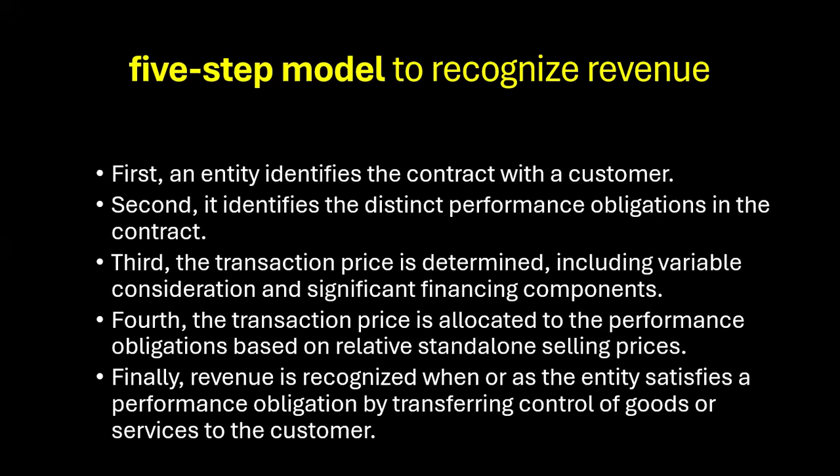Fourth, the transaction price needs to be allocated to the performance obligations, on some basis, for example, on the basis of the standalone selling price. Finally, the revenue is recognized when or as the entity satisfies the performance obligation by transferring the control of goods or services to the customer. As and when the transfer of control happens, or the transfer of goods or services happens, the revenue has to be recognized. So in every transaction involving revenue, one needs to check these five steps.